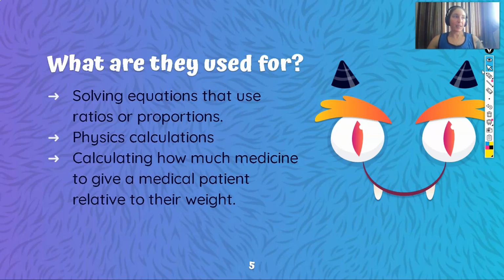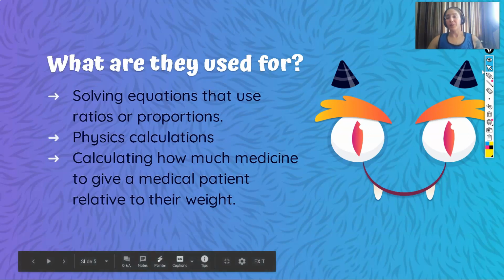And for kind of a more tactile thing, we calculate how much medicine to give a medical patient relative to their weight. So that's also something kind of solving with a proportion, right? So for anybody who's in the medical field, they use rationals all the time.